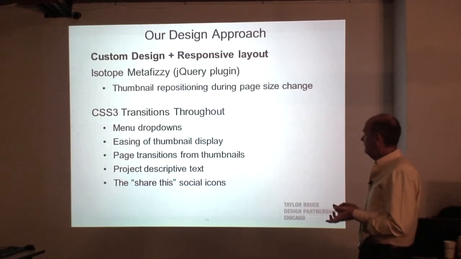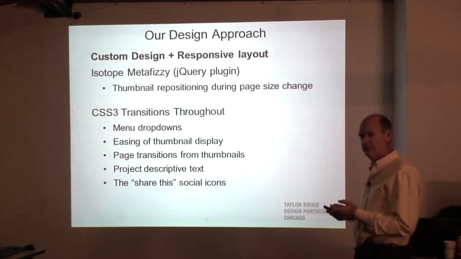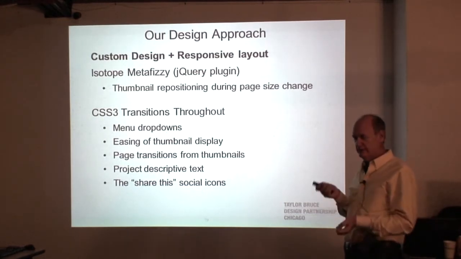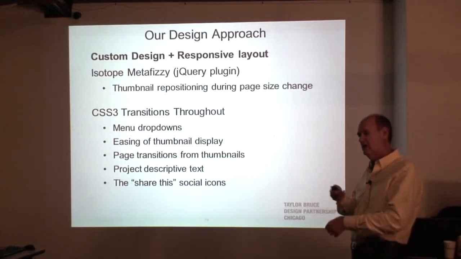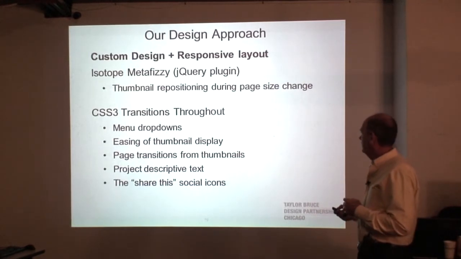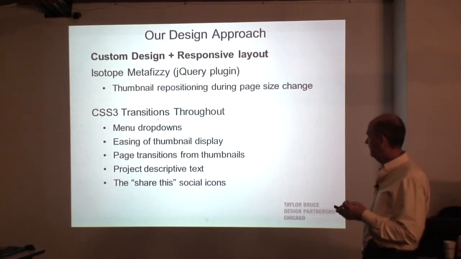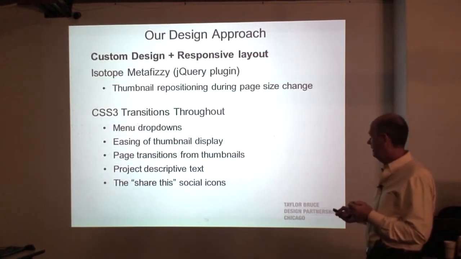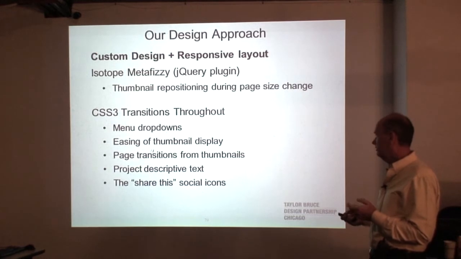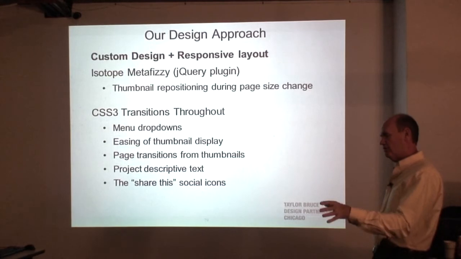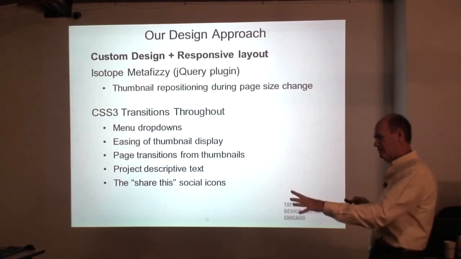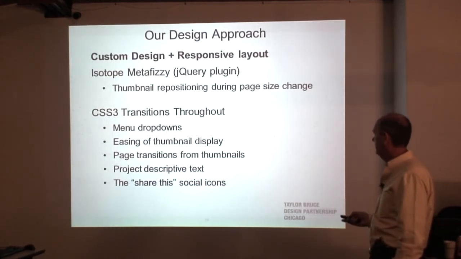Other than that, the design, we used Isotope Metaphysi, which is now coming out in a lot of the templates. It's where things move around to position all the spaces. And then I used CSS. We actually, Bill coded this. He did the front end. CSS transitions throughout, so the menus, easing thumbnails. You'll see it if you go to the page. It's all very subtle. Nothing jumps out at you. It turns on very, very subtle. So transitions is what we use for that.